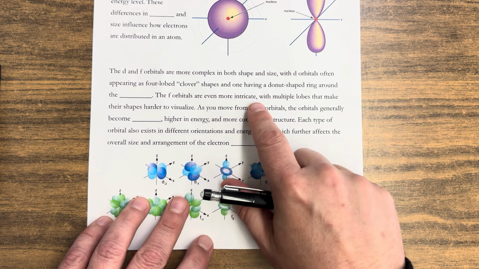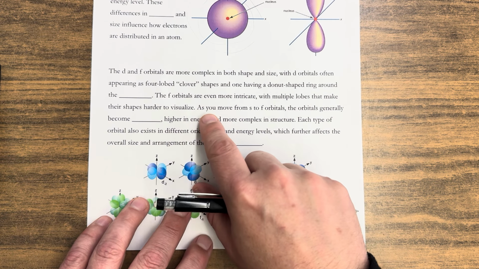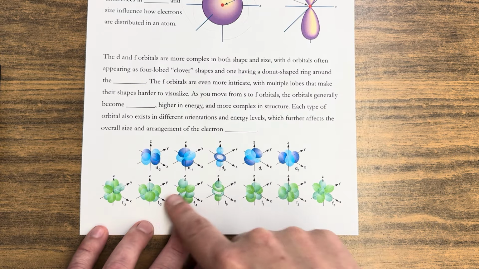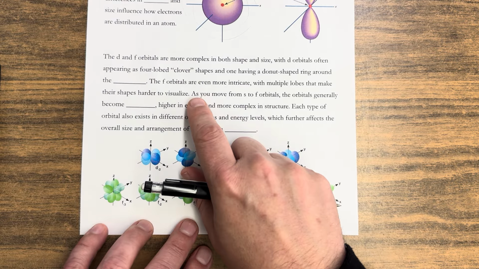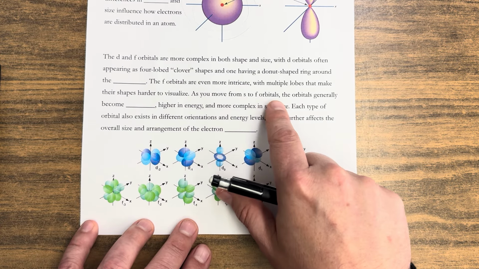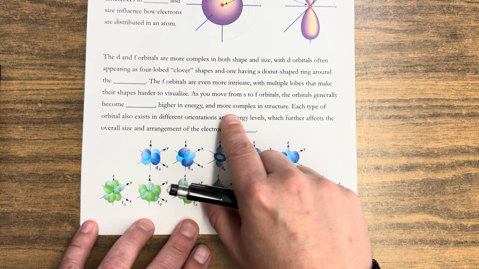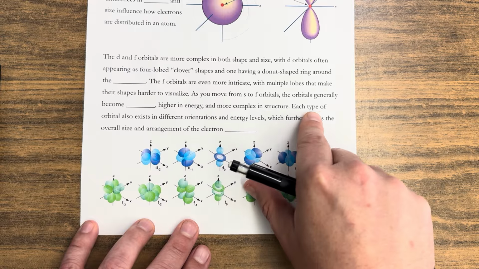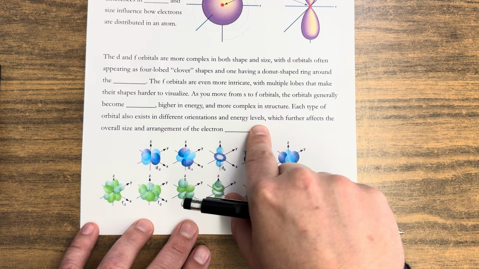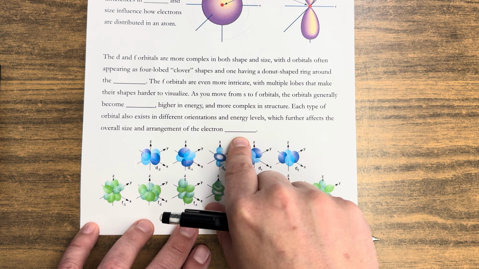The f orbitals are even more intricate, with multiple lobes that make their shapes harder to visualize. That's down here. Again, more and more electrons, more and more unusual patterns. As you move from s to f orbitals, the orbitals generally become larger, higher in energy, and more complex in structure. Each type of orbital also exists in different orientations and energy levels, which further affects the overall size and arrangement of the electron cloud.